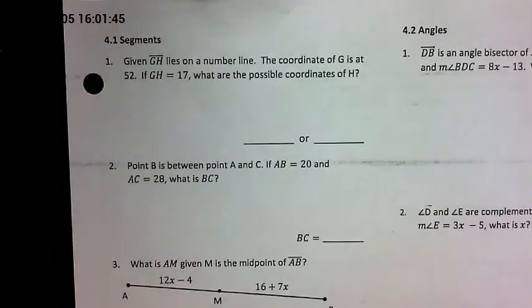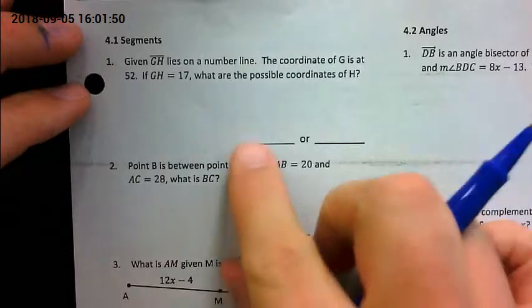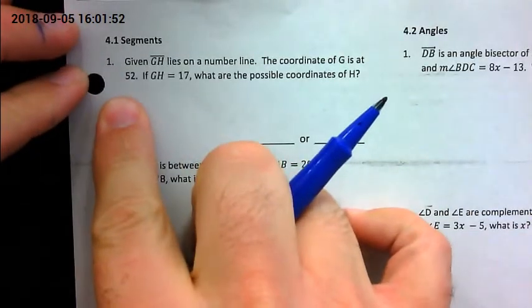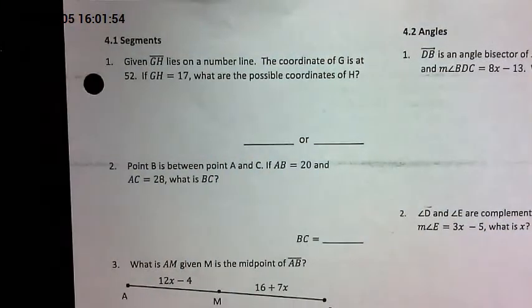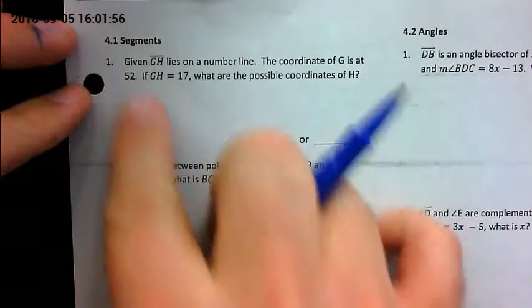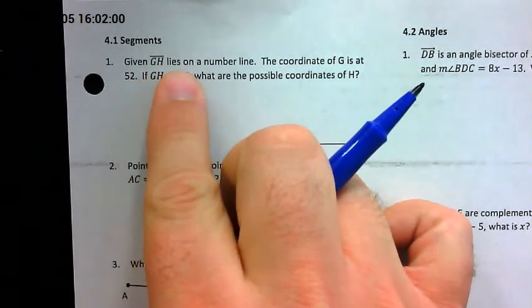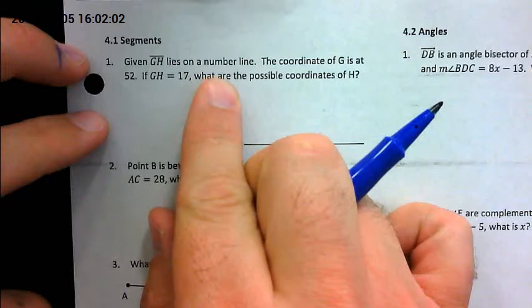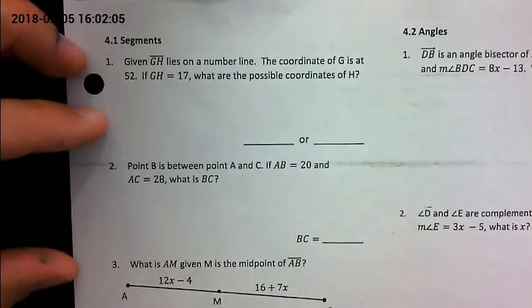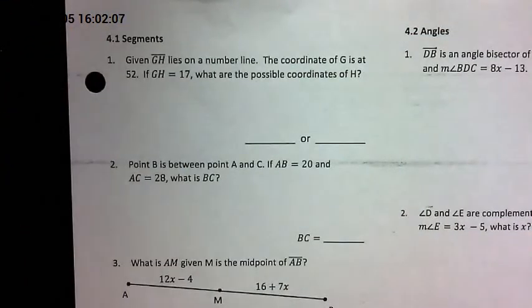All right. So on the front side of the review, starting with 4-1, column 1 there, 1 through 6. This whole side was all about segments using number lines. So on the first one, given line segment GH lies on a number line and coordinate G is at 52, if the length of GH is 17, what are the possible coordinates of H?